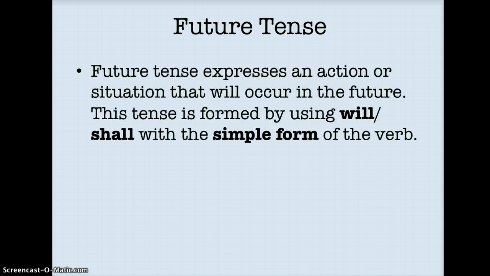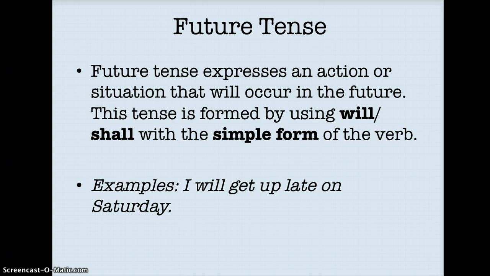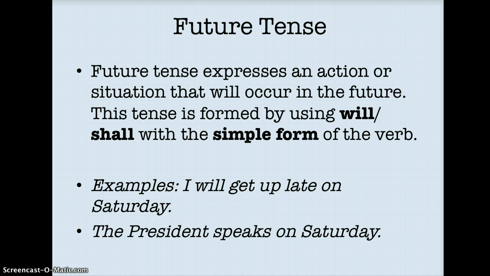Future tense. Future tense expresses an action or situation that will occur in the future. This tense is formed by using will or shall, and it's used with the simple form of the verb. One example is, I will get up late on Saturday, something that I'm sure you all hope you get to do. Another example is that the president speaks on Saturday.